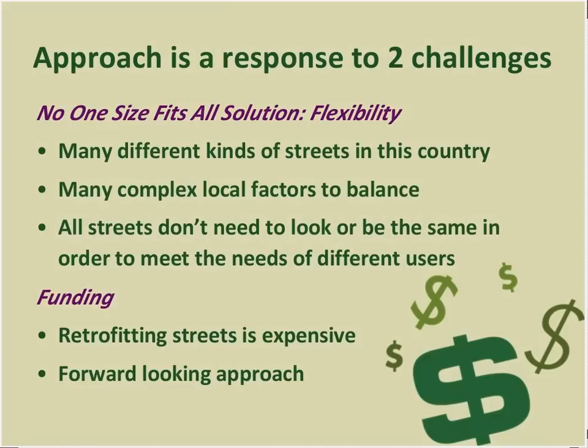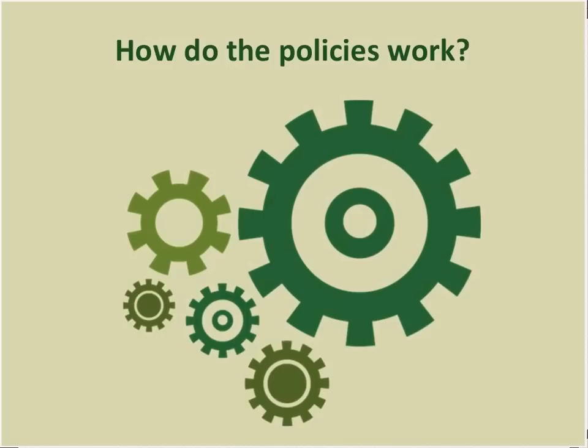The other challenge is the challenge of funding. Retrofitting streets is expensive, and any kind of street project is really quite expensive. And so the forward-looking approach that Paul described, that is part of these policies, ensures that any costs associated with complete streets features are incorporated into the basic costs of building streets and retrofitting streets. That's really how it should be, so that we don't need a separate pot of money to make our streets complete, but that we're just continuously doing it on a forward-looking basis.